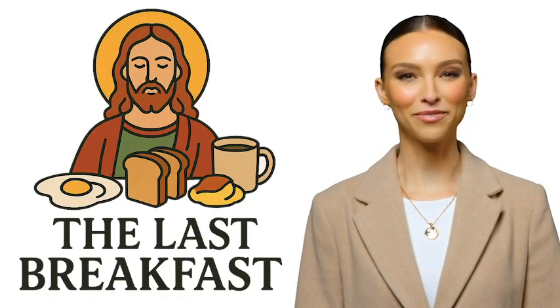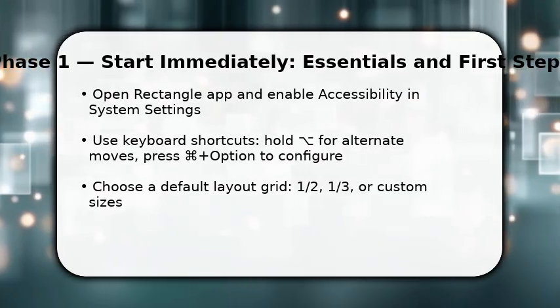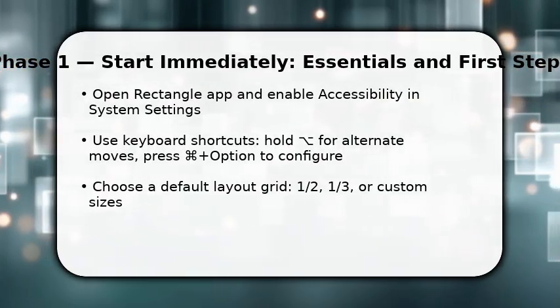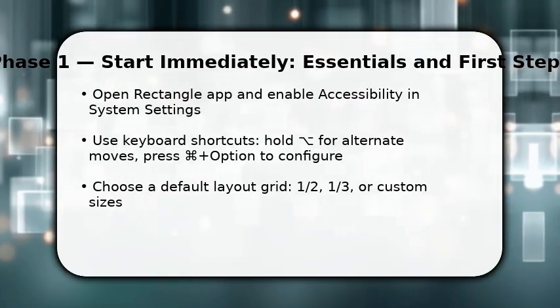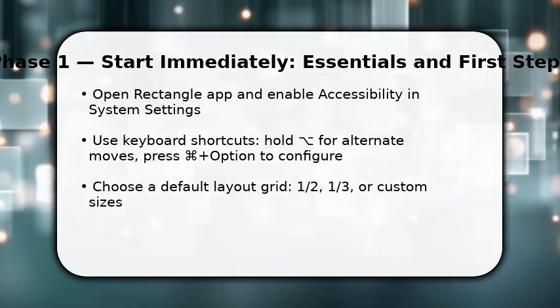Please enjoy the video. You begin by confirming accessibility access and choosing a default grid so the app can control windows immediately. Once done, open Rectangle and enable the shortcut set you prefer. This gives you instant snapping.